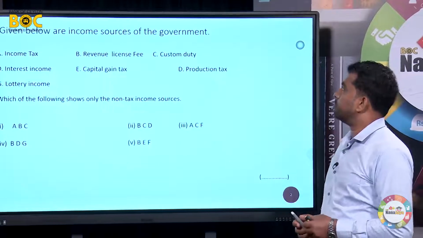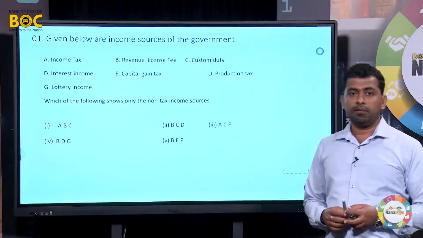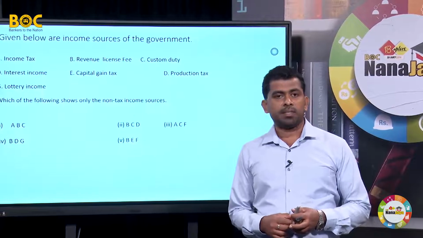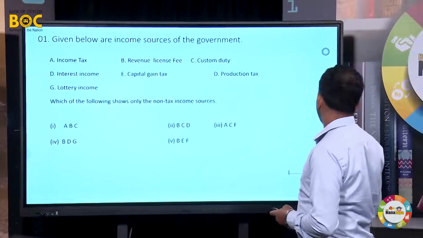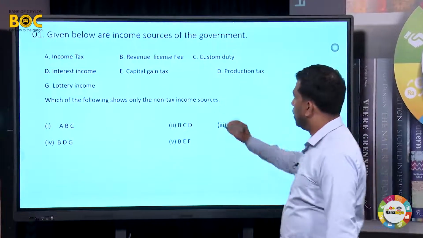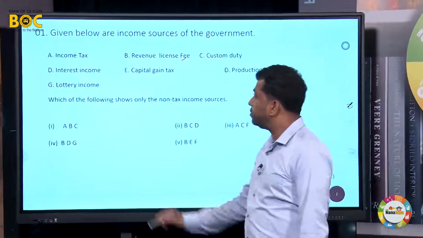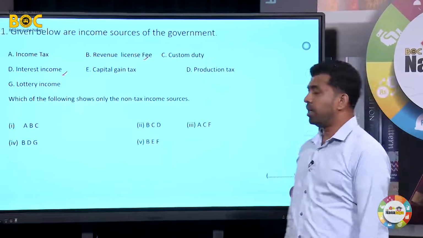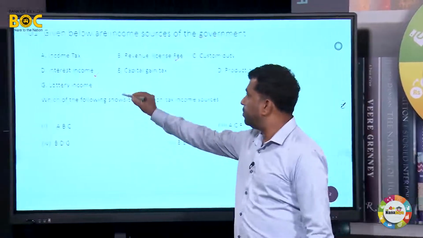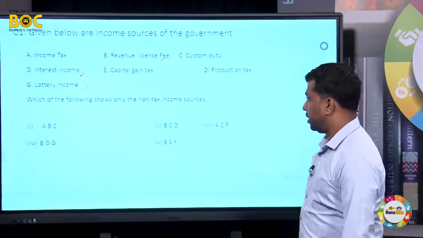Given below are some income sources of the government. You have to select non-tax income sources. We know government income can be divided into two parts as tax income and non-tax income. Income tax is a tax income. Revenue license fee is a non-tax income. Custom duty is tax income, interest income is non-tax income, capital gain tax is a tax, production tax is also a tax, and lottery income is a non-tax income. Among these options, B, D and G is the correct option.